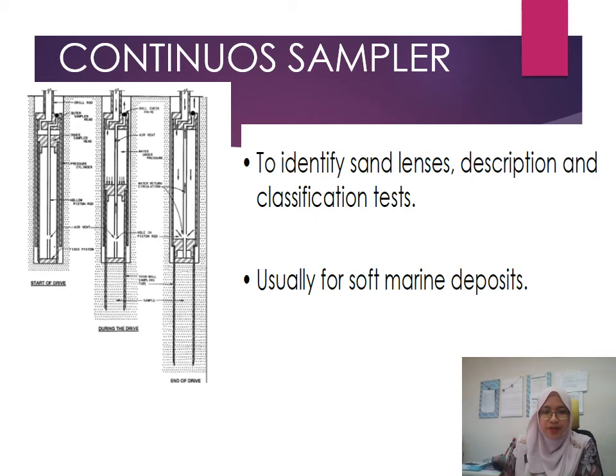Next is the continuous sampler. With the continuous sampler, we can get the soil sample to identify sand lenses, and we can also do the soil description and classification testing from the sample. This kind of sampler is suitable for soft marine deposits.